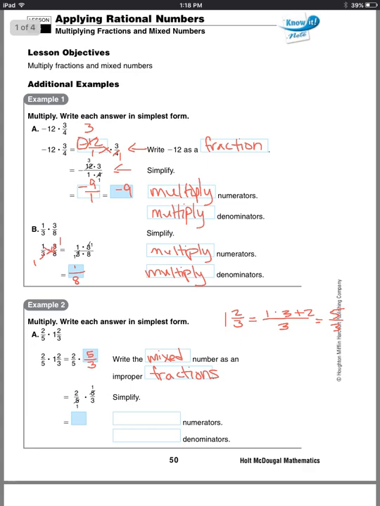Now we're going to look diagonally. Nothing besides 1 goes into 2 and 3. 5 and 5 though, 5 goes into itself one time. So we're going to multiply the numerators and multiply the denominators. 2 times 1 is 2. 1 times 3 is 3. And there's your answer.